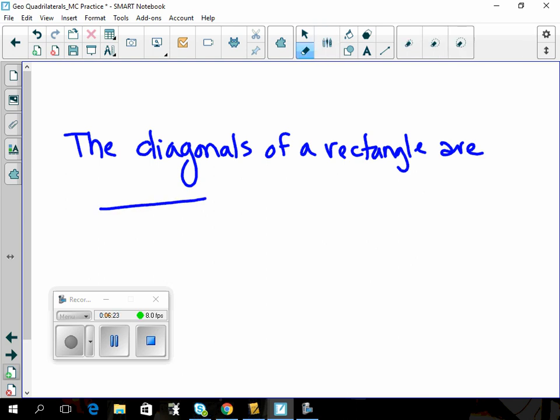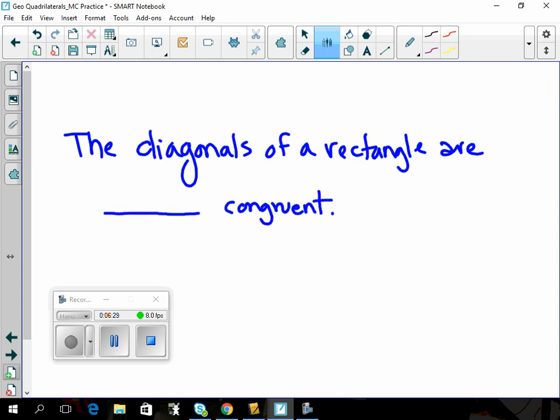I'm going to pick a word. Congruent. So you have to write the word in there that's either sometimes, always, or never. So look at that particular question. It's not a sometimes. This is one that's not sometimes.